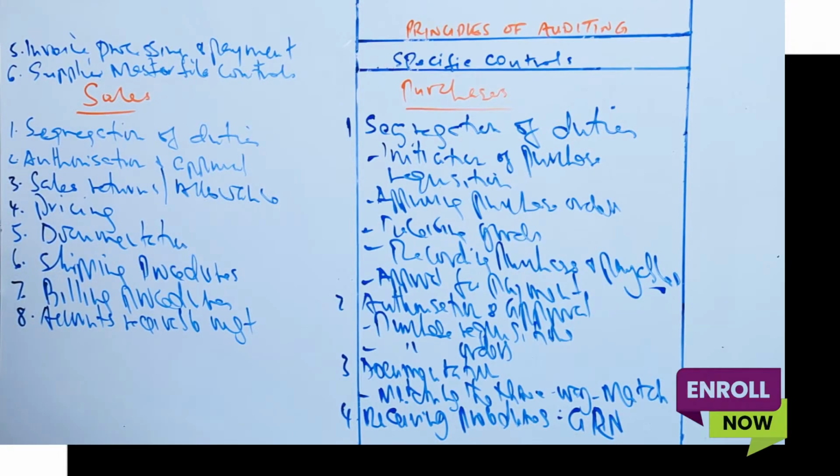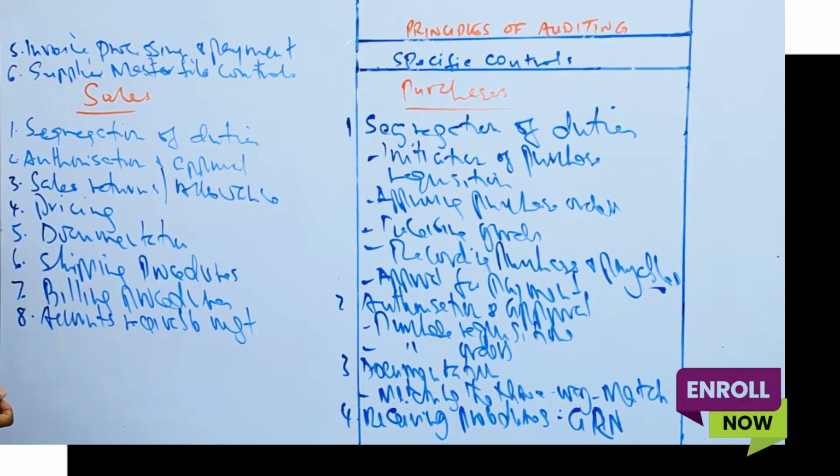Accounts receivable management. There ought to be regular reconciliations of accounts receivable subsidiary ledger to the general ledger, and also periodic review of aged accounts receivable reports and follow-up on overdue accounts. Still under accounts receivable, there ought to be authorization for bad debts write-offs by independent personnel. So these are some of the specific controls on sales.